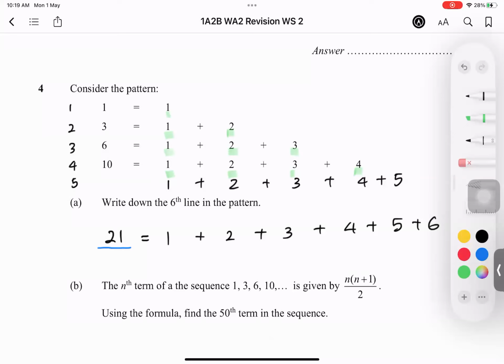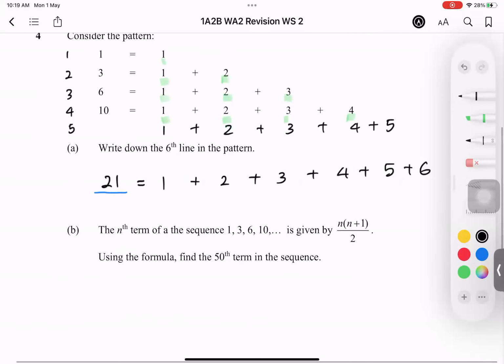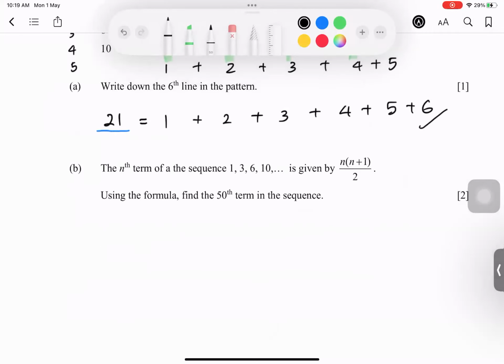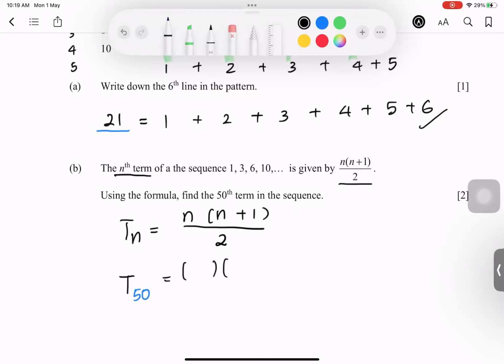So in this case, we have the answers over here. This one is the whole pattern. That itself will give you 1 mark already. The next part, the question says the nth term of the sequence is given by this formula, n times n plus 1 over 2. Now they ask you, using this formula, find the 50th term. 50th term means term number 50. So I need to plug it into my formula, n times n plus 1 over 2.